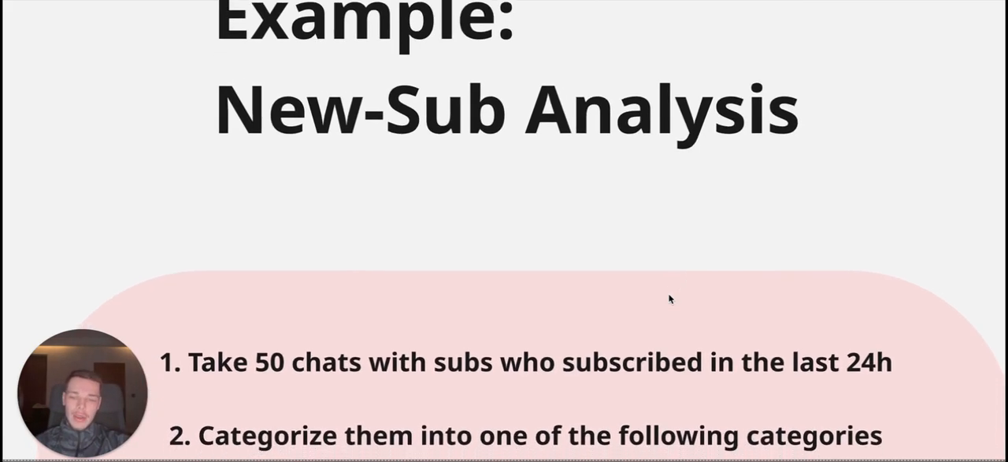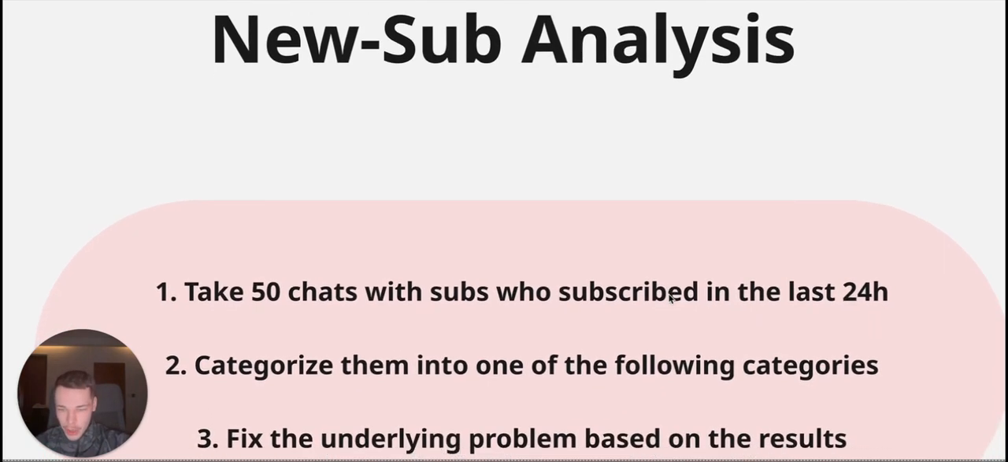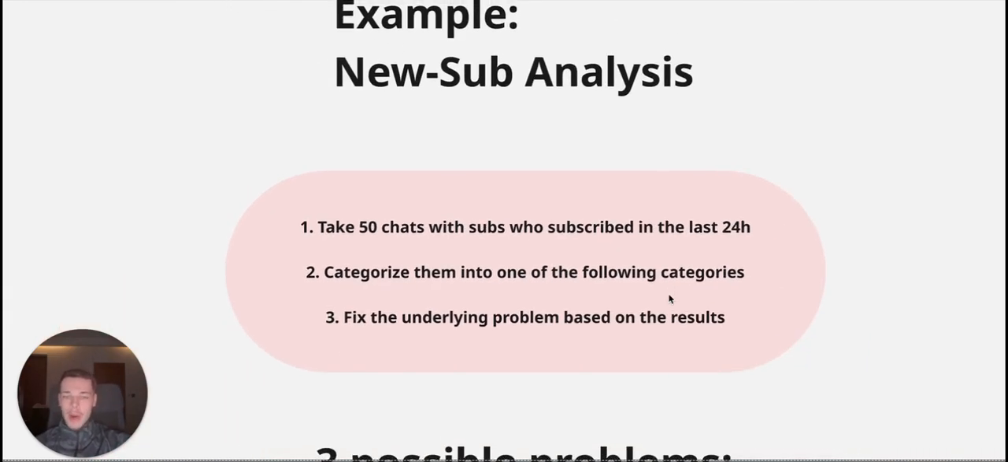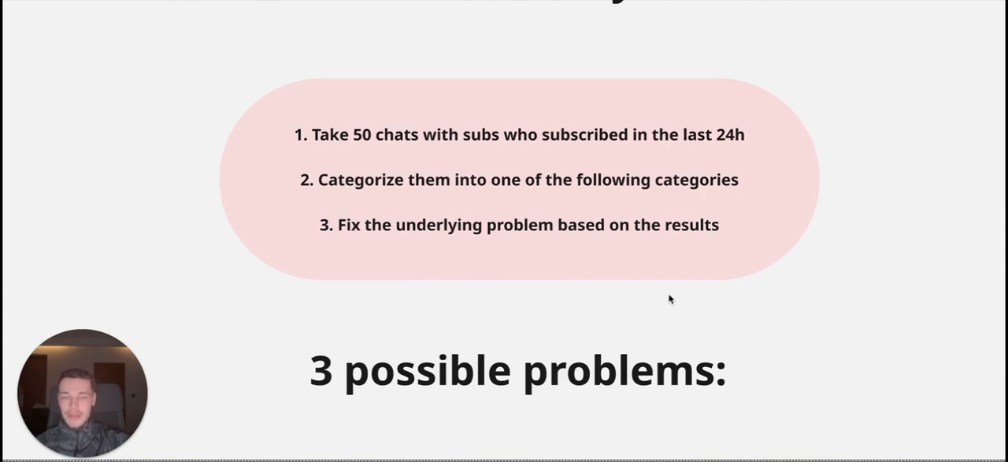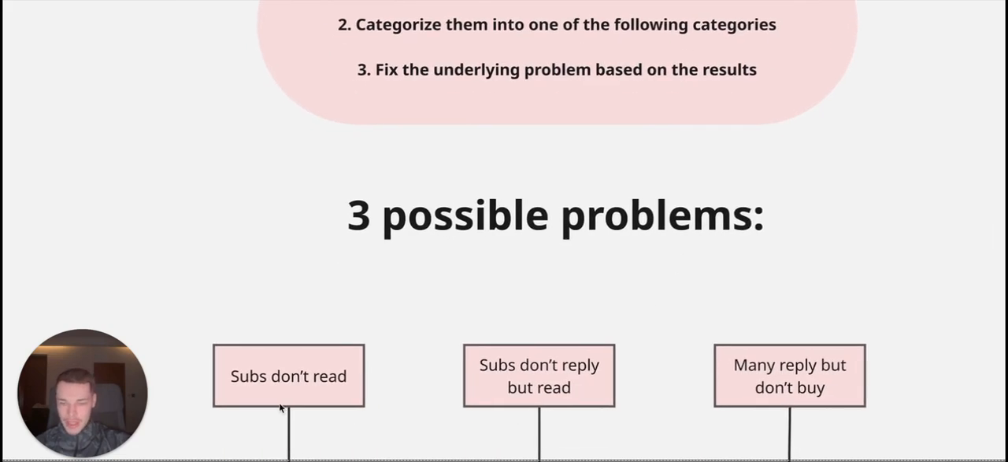Cool. And now you categorize them into one of the following categories. That shows the underlying problem that your chatting has. Now, the 3 possible problems that you could have, right? Subs don't read your messages. Subs don't reply to your messages, but at least they read it, right? The welcome message. They read it, but they don't reply. Or they reply to the welcome message, but they don't buy. So these are the 3 possible problems.